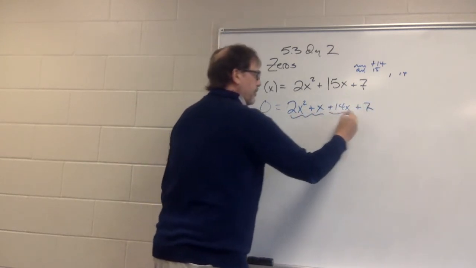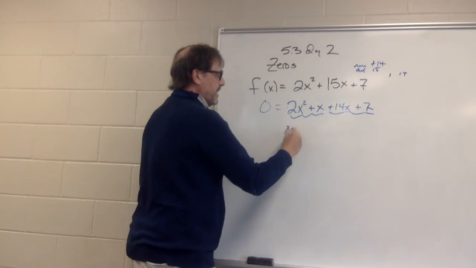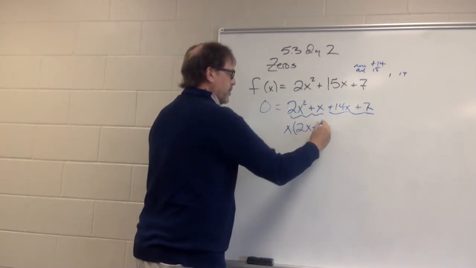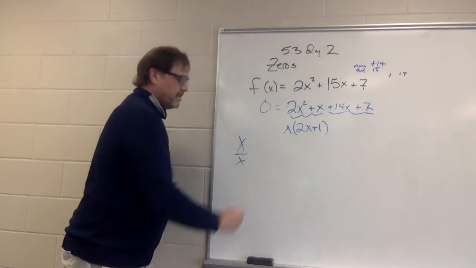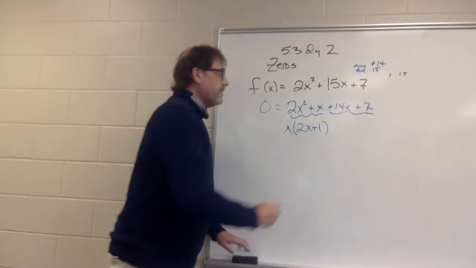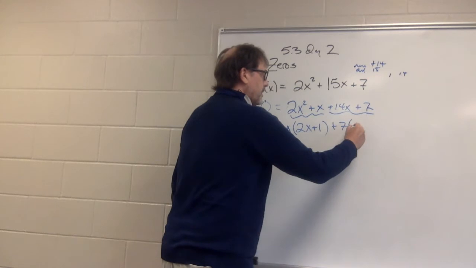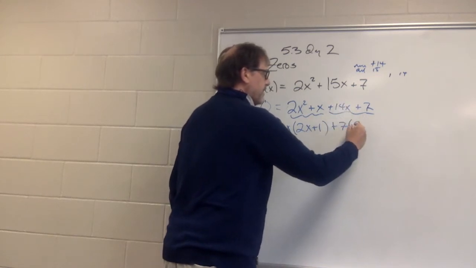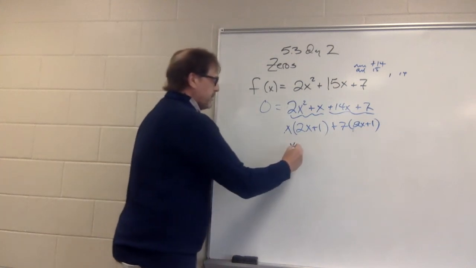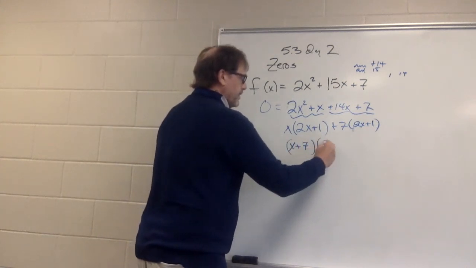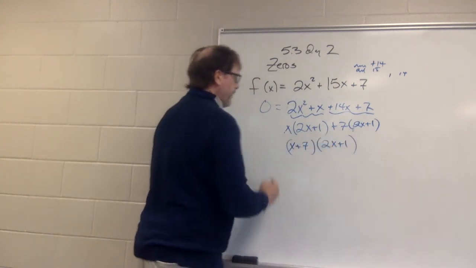We factor by grouping in groups of 2, and x is in common. That leaves a 2x plus 1. X divided by x is 1. And a 7 goes in here, leaving 14 divided by 7 is 2. Look, they match up. We write them as x plus 7 and 2x plus 1.